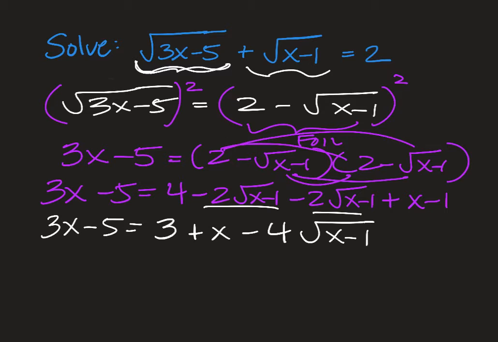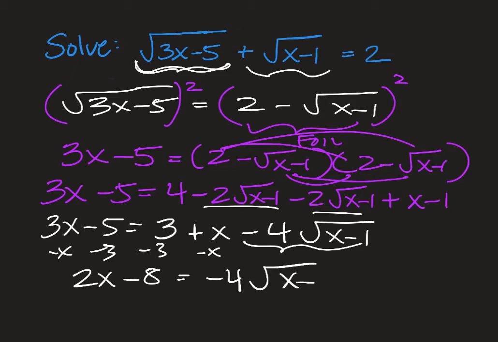Okay, so next I'm going to now focus on getting this radical by itself. So I'm going to bring everything over to the other side. I'm going to bring over the 3, and I'm going to bring over the x at the same time. So I'm going to have 2x minus 8 equals negative 4 times square root of x minus 1.